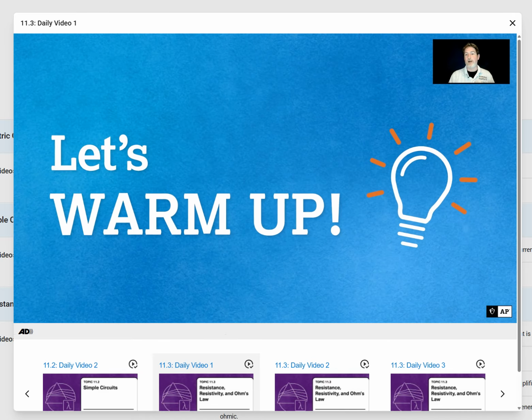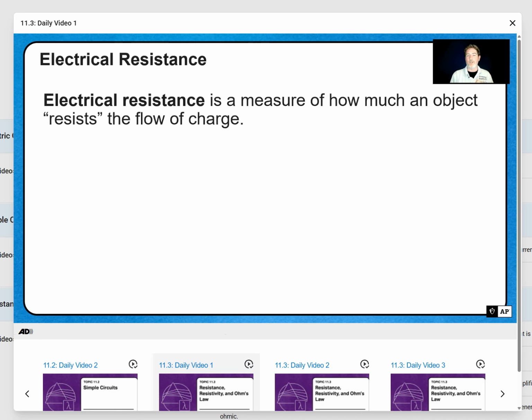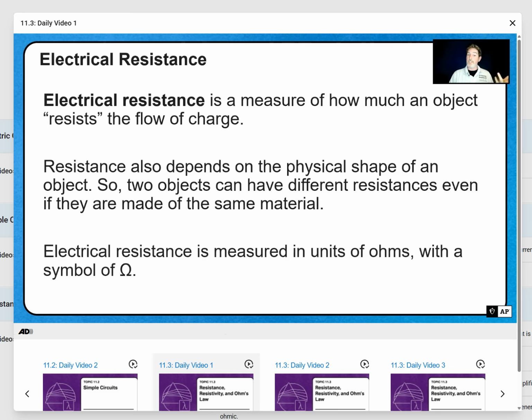We're going to start off by warming ourselves up, discussing what electrical resistance is to refresh our brains. Electrical resistance is a measure of how much an object resists the flow of charge. And resistance also depends on the physical shape of the object through which the charge is passing. So two objects can have different resistances even if they're made of the same material. And electrical resistance is measured in units of ohms, which has a symbol of capital omega. You're going to see that very frequently.